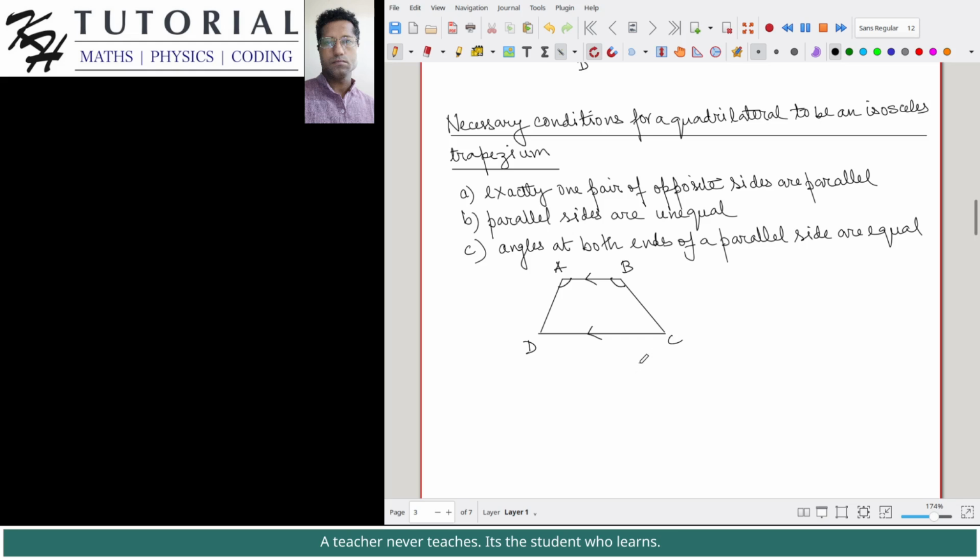Let me think. If at least for any one side of the parallel sides, the angles at both the ends are equal, then can we say that it will be an isosceles trapezium?